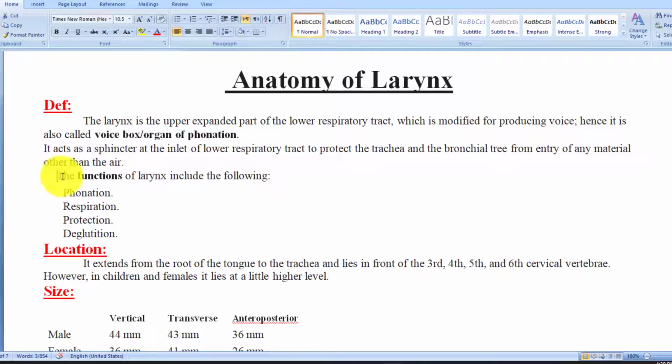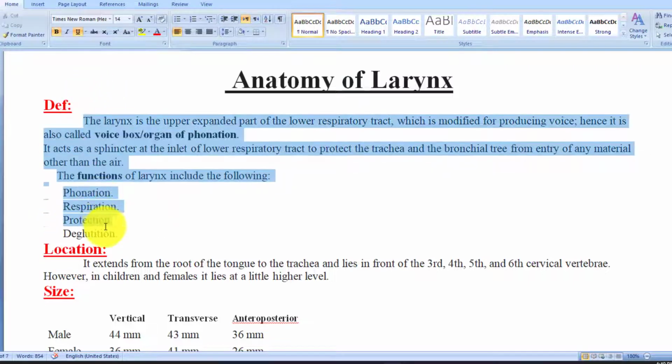Then the functions of the larynx include phonation, it produces sound; respiration, which means breathing; protection, where it acts as a sphincter and does not allow materials other than air to enter the lower respiratory tract; and deglutition. Deglutition means swallowing. So it also helps in swallowing of the eaten materials. This was the introduction of the larynx.